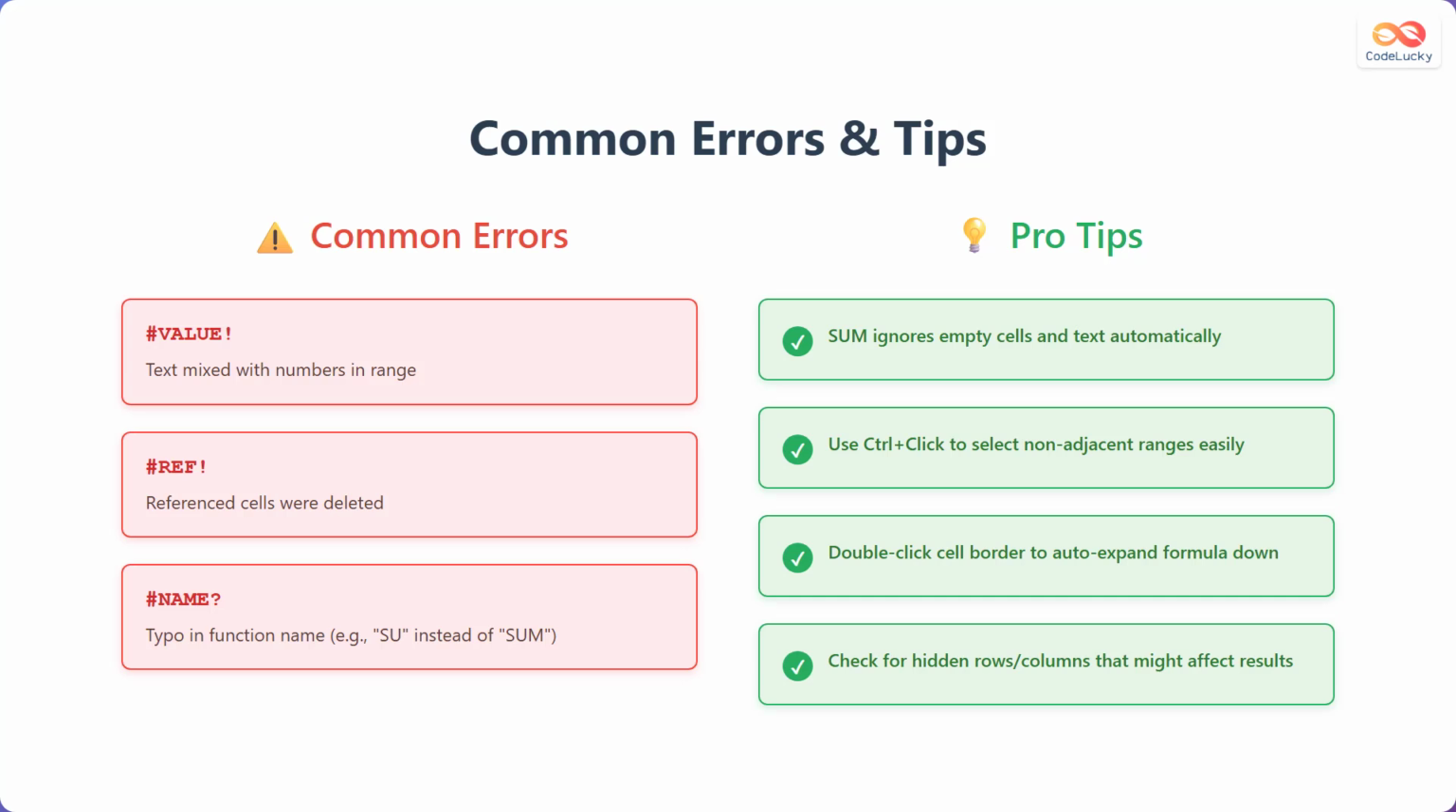Here are a few pro tips. The sum function automatically ignores empty cells and text. Use Ctrl plus click to easily select non-adjacent ranges. Double-click the cell border to auto-expand the formula down a column. Lastly, check for hidden rows or columns that might affect the results.